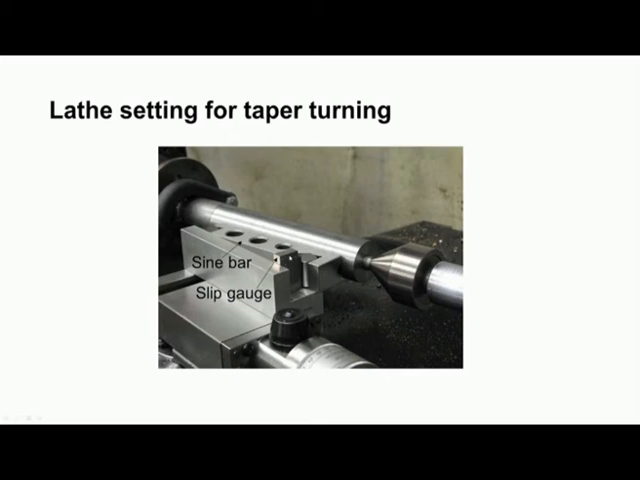So, like this, knowing the value of the difference H1 minus H2 and the length of the sine bar, we can find out theta, or if we know the angle that is required, we can find out the height of the slip gauge, and then we can arrange the lathe for taper turning in this fashion.